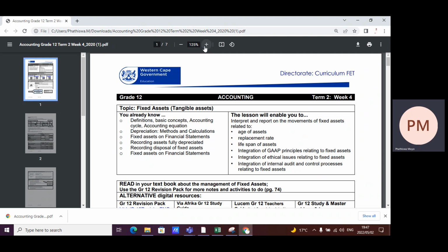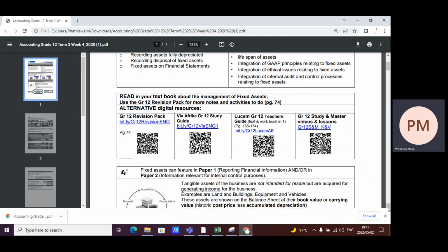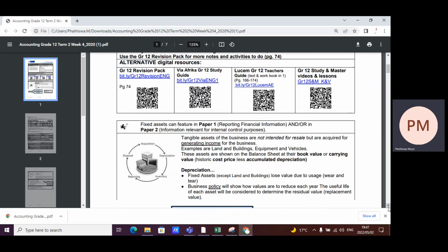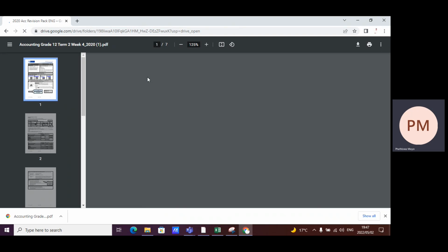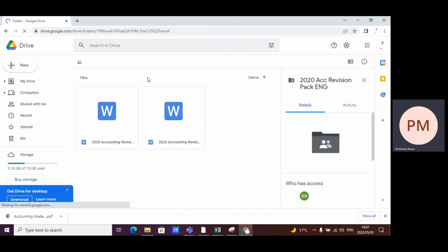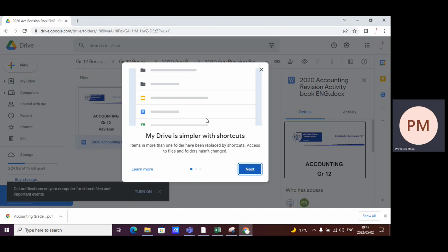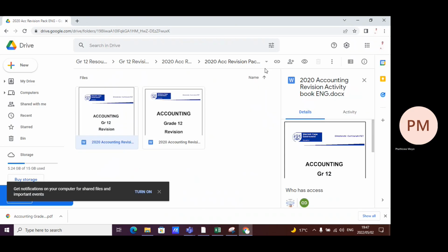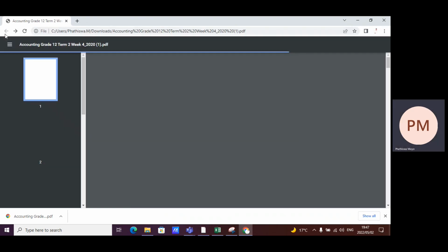So they refer to what you've already done in the previous grades. That is concepts and all. And they've got revision packs. You just click here and it takes you to your revision pack. How amazing. So guys, don't say I don't tell you nice things. Let's go back.